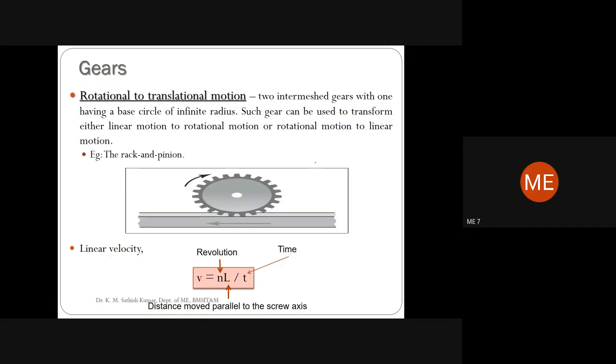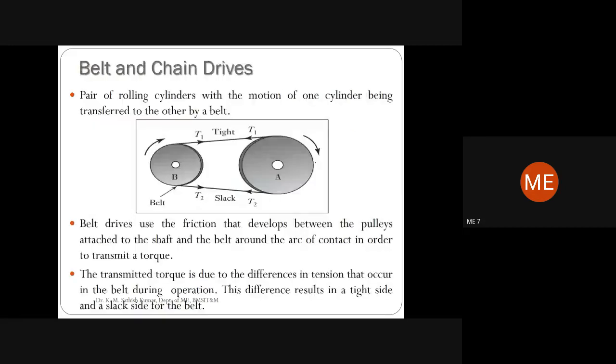Then we have what are called the belt and chain drives. Now in the case of belt and chain drives, you know that the movement is going to occur. The movement of the belt over a pulley is what is called your belt drive, which is used for the larger center distance. For the larger center distance, I'm going to make use of the belt drive.